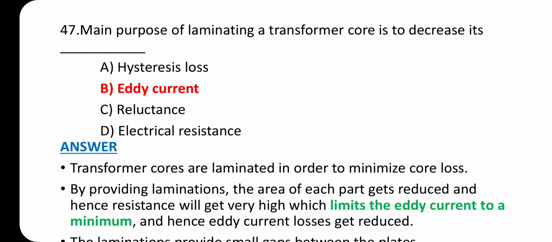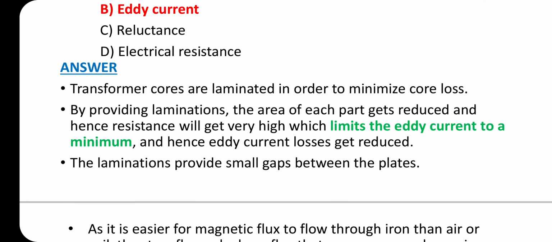Question number 47. Main purpose of laminating a transformer core is to decrease its: answer is option B, eddy current. Transformer cores are laminated in order to minimize core loss. By providing laminations, the area of each part gets reduced and hence resistance will get very high, which limits the eddy current to a minimum, and hence eddy current losses get reduced.